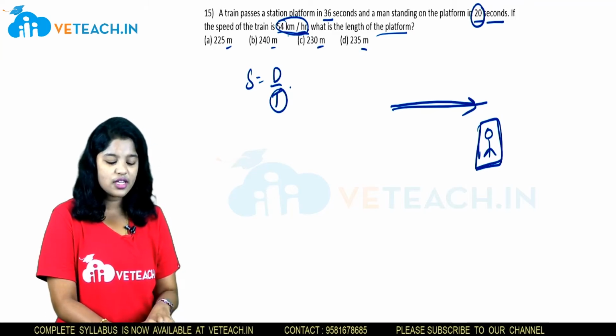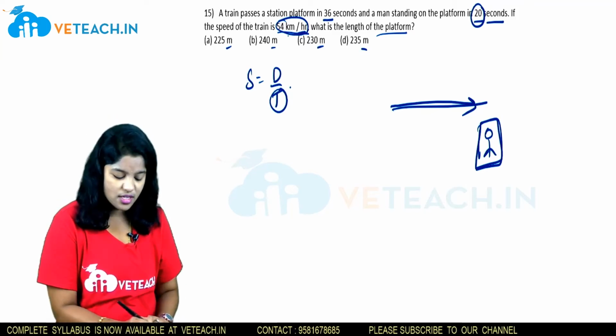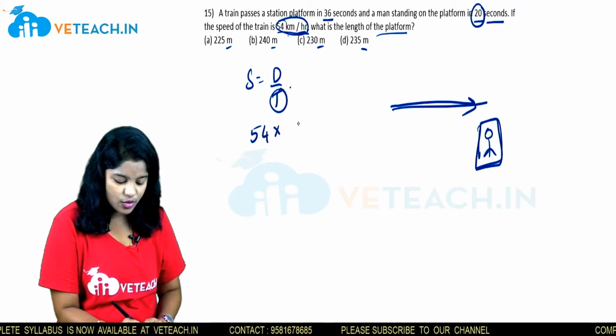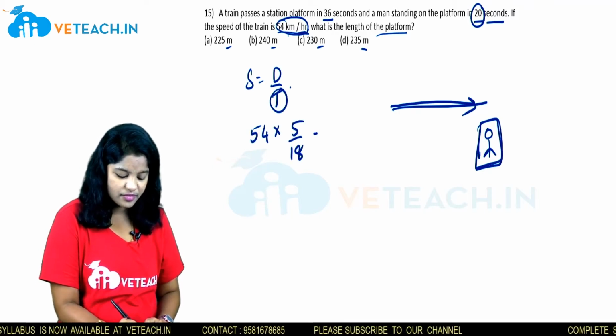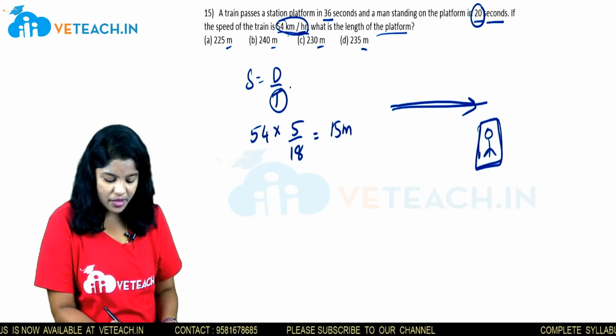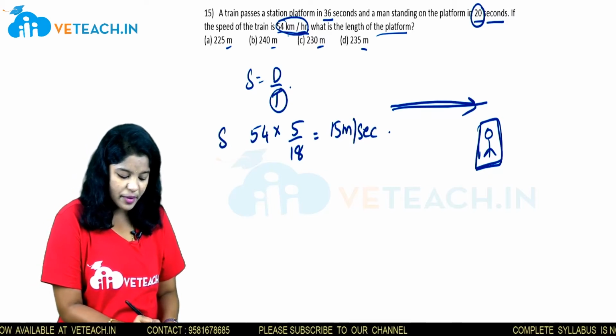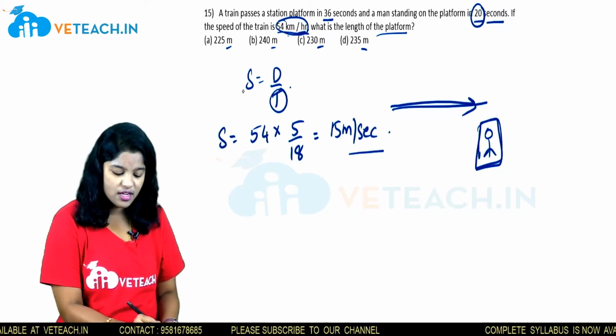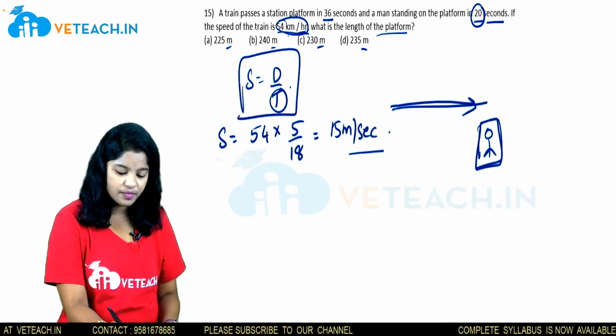So first convert this kilometers per hour into meters per second. That is 54 into 5 by 18, which is equal to 15 meters per second. So this is the speed of the train, 15 meters per second. Now simply substitute in the formula.